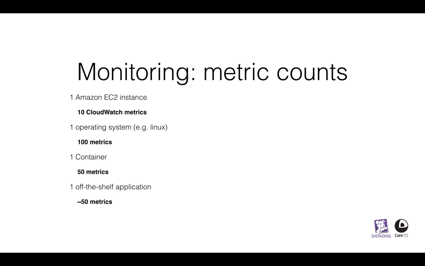So let's basically add up the numbers. If we're looking at just one instance, with one container and one app, you're already at a little bit over 200 metrics, because there's going to be probably about 10 CloudWatch metrics, maybe 100 metrics for the operating system, maybe another 50 metrics for the container, of which you might only be focusing on those 11 that I talked about. But then there's also 50 or maybe more, or hundreds, for whatever application you're working with.